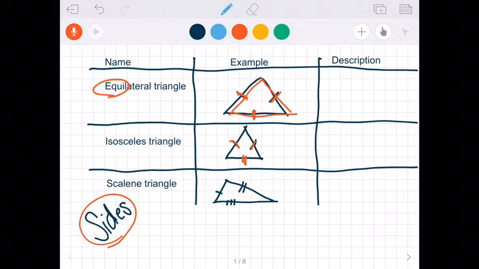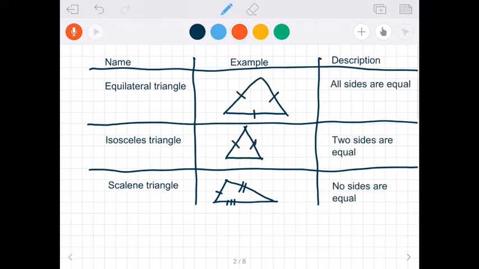So go ahead and draw an example of an equilateral triangle, an isosceles triangle, and a scalene triangle if you haven't done so yet. Then I want you to fill out the descriptions. Pause the video and see if you can do it just because of the drawings and of what we talked about. And then once you've done that, start the video up again.